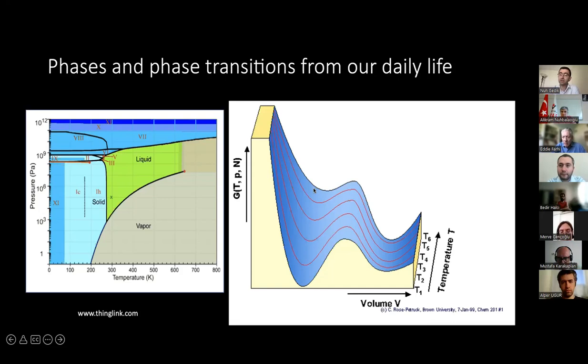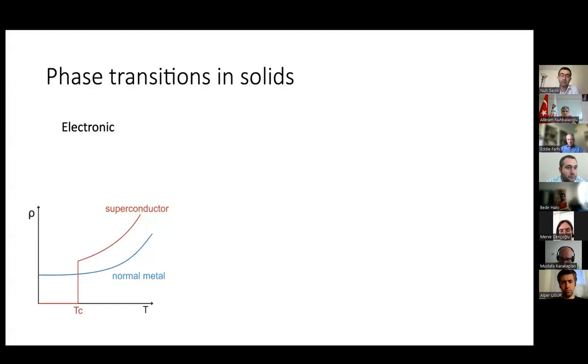Just because something is a local minimum doesn't mean that you don't realize it in nature. Some of the phases of ice, even though they're not true global minima, are stable for as long as 100,000 years, because this is a very deep minimum, so it's very hard to get out of that minimum. Okay, so this is, in general, how we think about phase transitions.